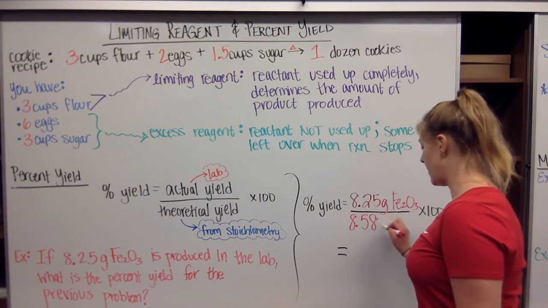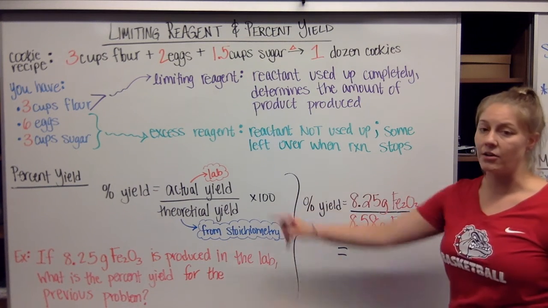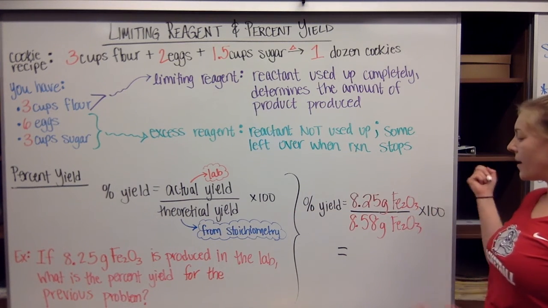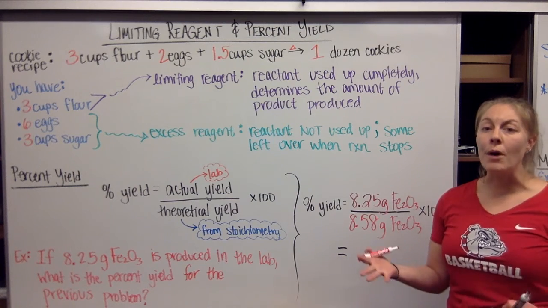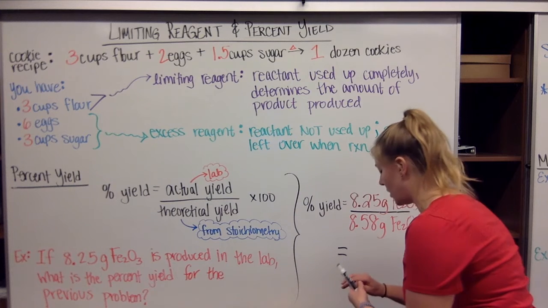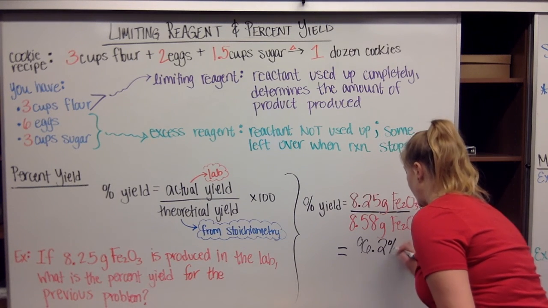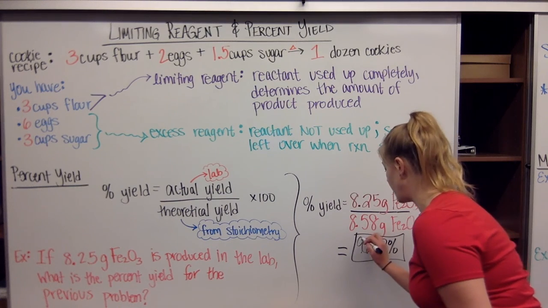8.58 grams is what we expected to produce, right? That's the theoretical yield. Divide those and multiply by 100, and that'll give you what percent of 100 did you actually produce? What percent of the full amount that you should have produced did you actually get? And in this case, we get 96.2%.